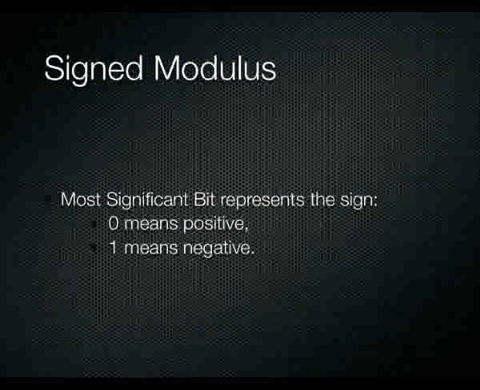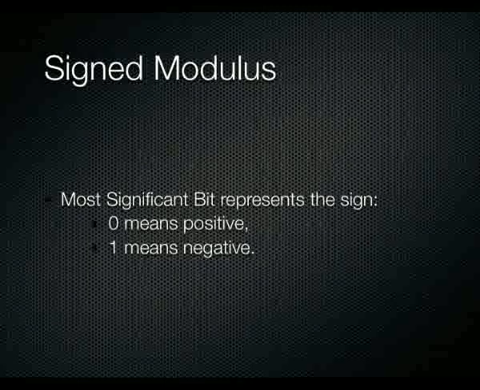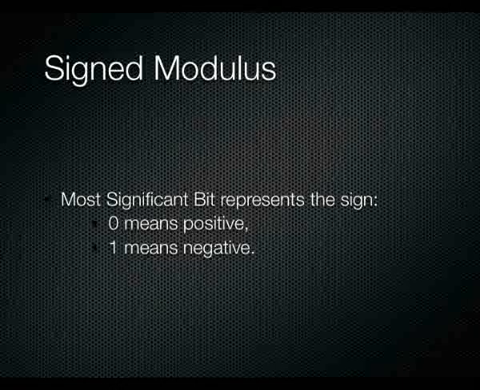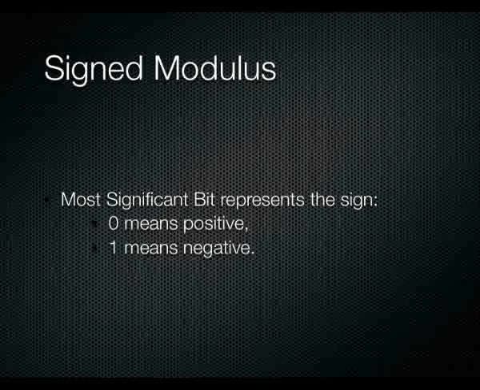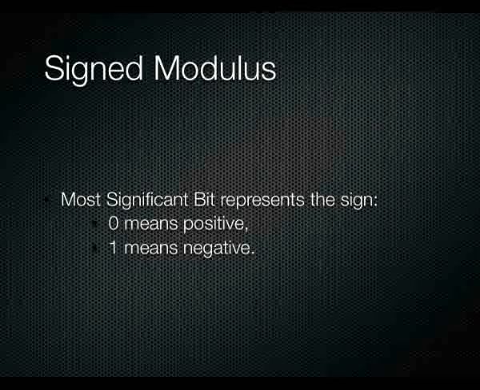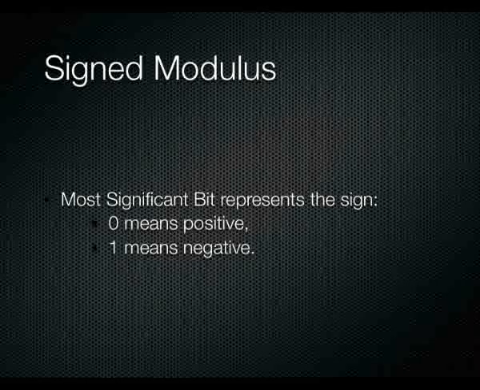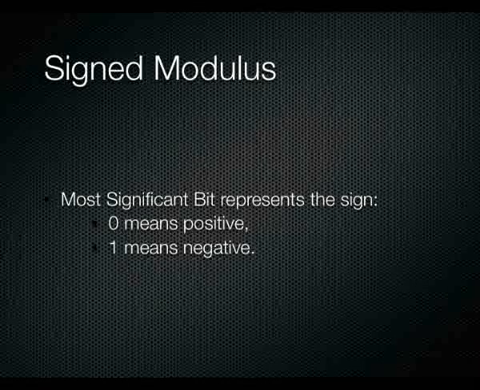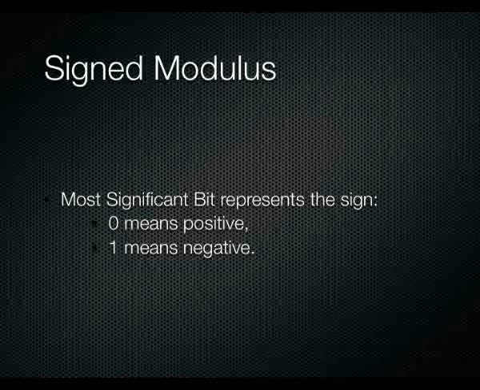When it comes to signed modulus, the most significant bit represents the sign bit. If it's a 0 in the most significant bit, then it's considered positive. If there's a 1 in the most significant bit, then it's considered negative. So it's the most significant bit of the number that defines the sign of the number. That's why it's called signed modulus.